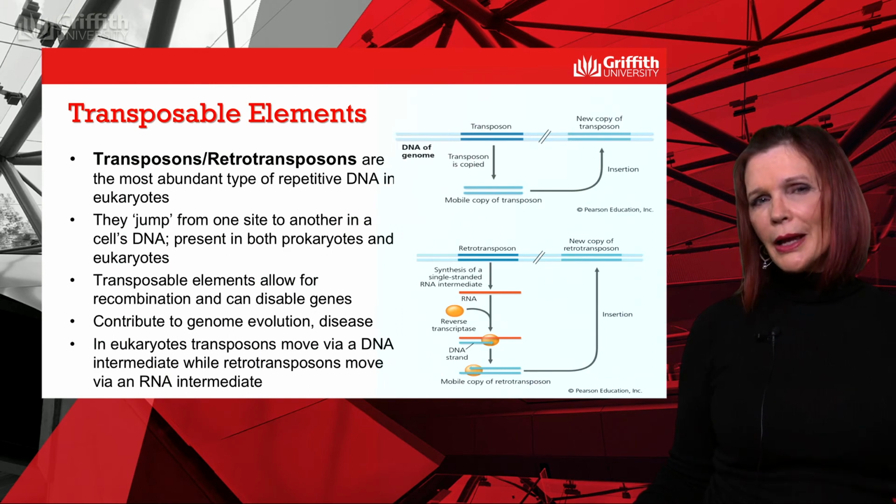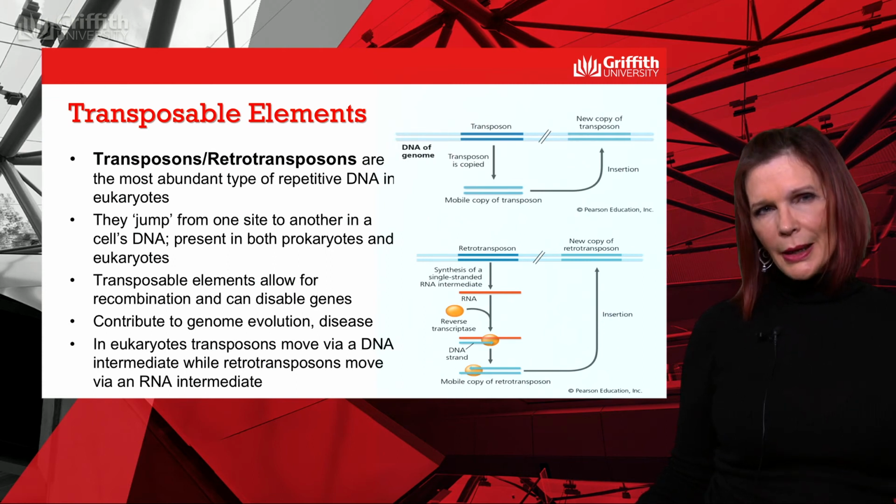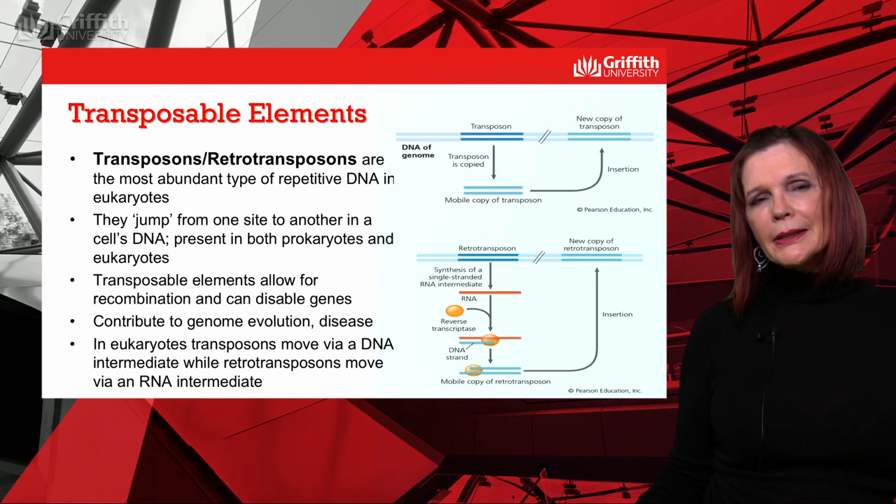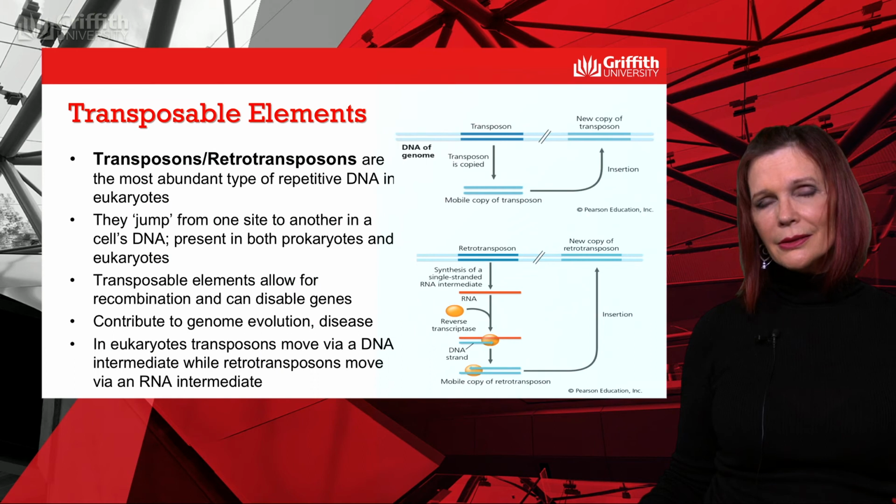Eukaryote transposable elements are of 2 types. The first types are transposons, which move within the genome using a DNA intermediate, and the others are retrotransposons, which move using an RNA intermediate. Transposable elements are the most abundant type of repetitive DNA sequence in eukaryotes.